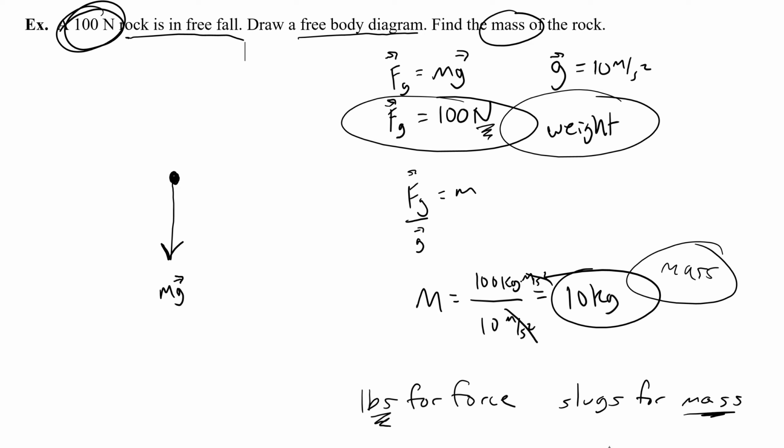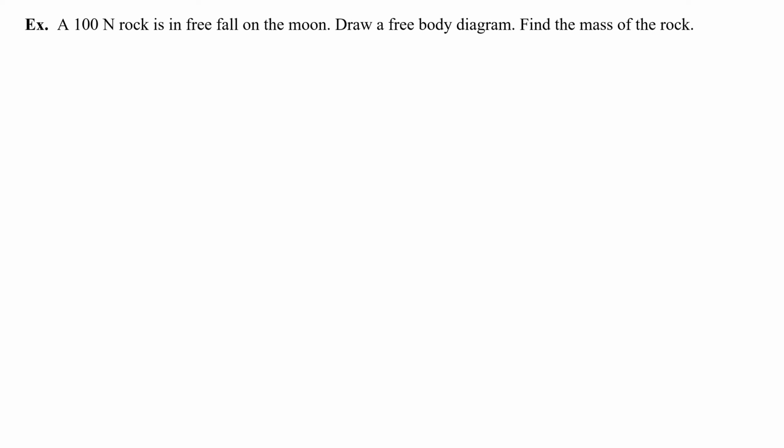Okay, now another way to understand the difference between the weight of an object as a force and its mass is to think about this exact same problem but on the moon, where there is less gravity. So a 100 Newton rock is in free fall on the moon. Draw a free body diagram, find the mass of the rock. Well, the free body diagram looks basically the same. Mg for the weight of the object.